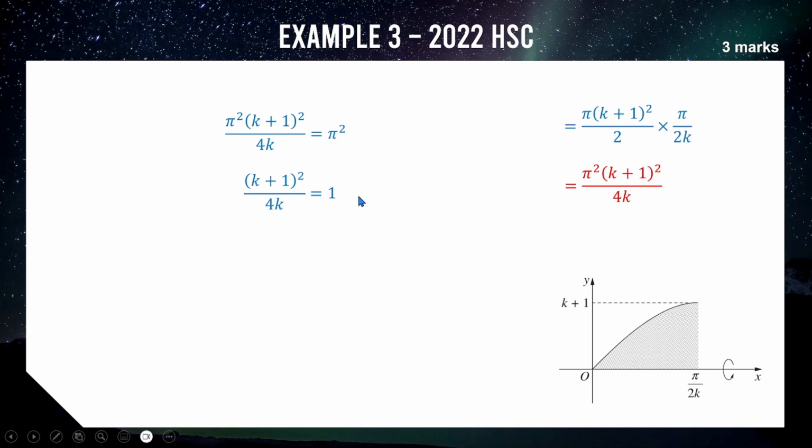Now we can multiply the 4k across to the right. While we're doing that, we may as well expand the top as our perfect square. k squared plus 2k plus 1 equals 4k. Now to solve for k, we can just take 4k off both sides because it's a quadratic.